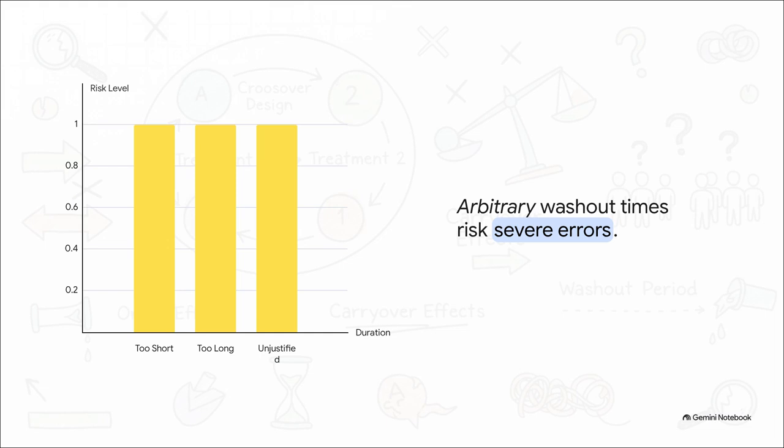And this brilliantly illustrates the tightrope researchers are walking, often completely blindfolded. Because if you guess a washout period and it's too short, you quickly introduce carryover bias, and boom, your data is compromised. But if you guess a washout period and it's too long, you introduce period effects, participant dropout, and you severely kill your statistical power. Without mathematically justifying that washout time, you're literally risking the entire integrity of the experiment.